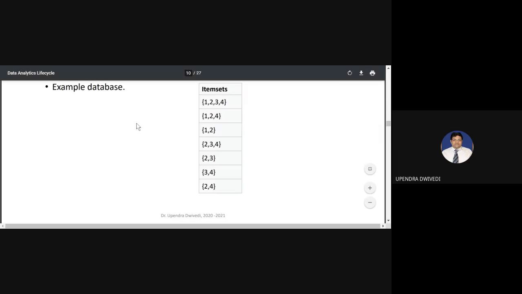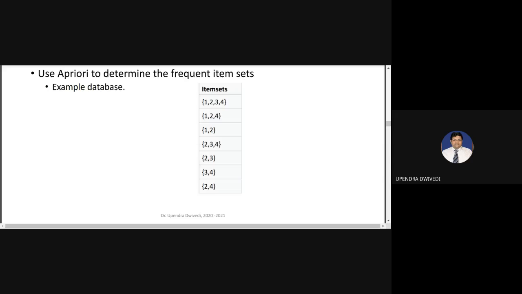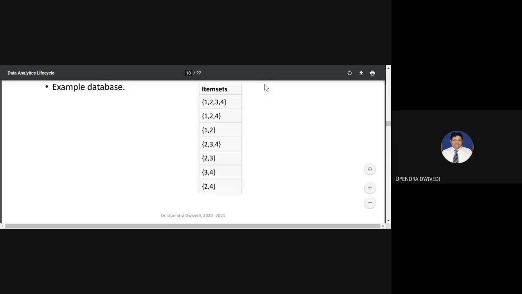So this is our example database where the item sets are 1, 2, 3, 4; 1, 2; 2, 3, 4; 2, 3; 3, 4; and 2, 4. Here 1 can represent milk, 2 can represent bread, 3 can represent butter, and 4 can represent jam or chocolate. So there are different item sets here.